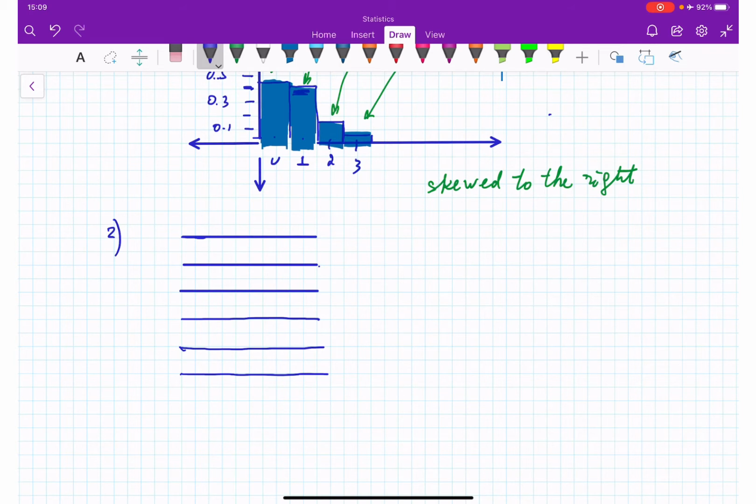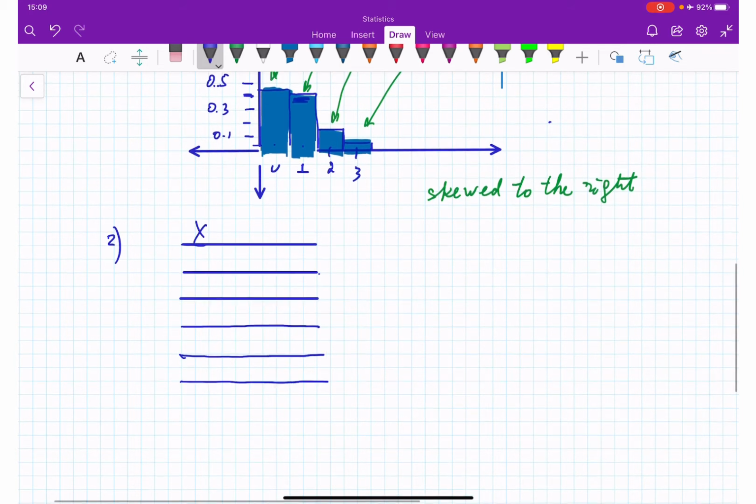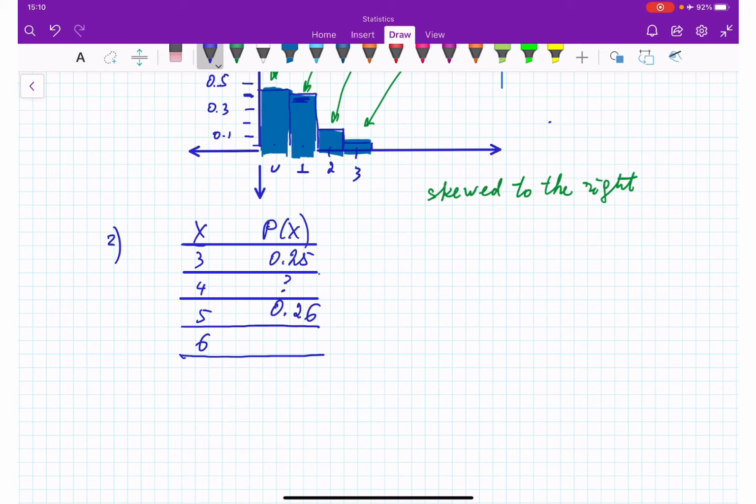So what do we have? Here we have x: 3, 4, 5, 6. Oh, this x I'm supposed to write inside. That's okay. And here I have probability of x. It's given 0.25. This one is not given. We need to find out. 0.26 and 0.22.